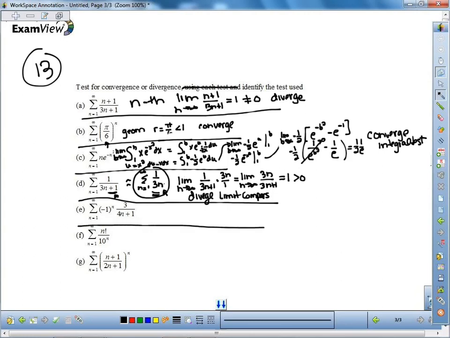Okay, so now E, I notice that it's an alternating series. So in the alternating series, I have to show that the limit as n goes to infinity of the absolute value is equal to 0, which it is. The only thing that I have to show though is that it's a decreasing series. So what I have to show is that the n plus 1 term is less than the nth term. And you're going to notice that it is, because the denominator here is going to be a lot larger than this. So this is a decreasing series. So by the alternating series test, this converges.